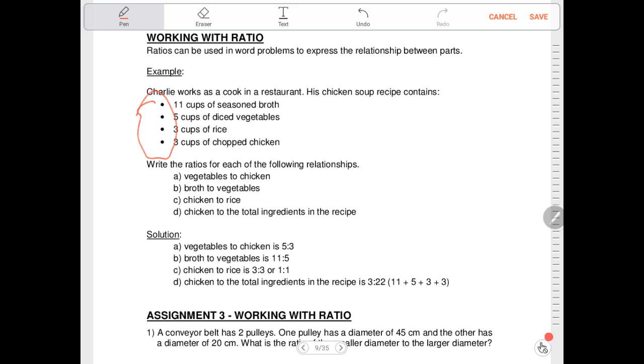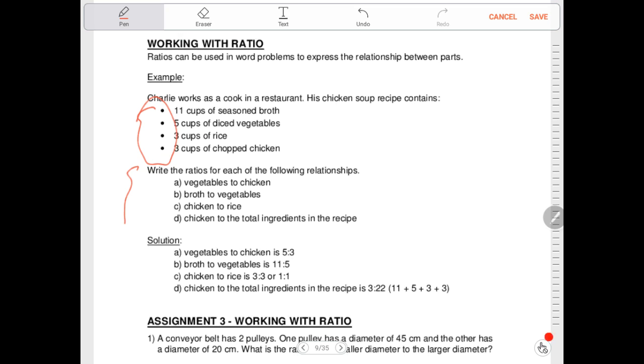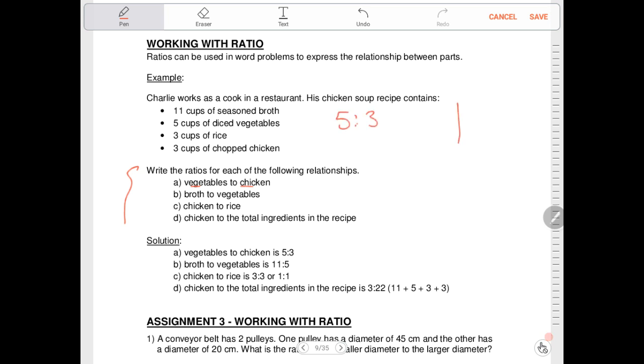So for example, the question right here says, write the ratios for each of the following relationships. Well, vegetables to chicken. Okay, so here's the vegetable. I'm just going to erase this circle that I drew. It's very sloppy. Sorry about that. So they say vegetables to chicken. Well, vegetables to chicken, that's going to be a 5-to-3 ratio. So if you had a pot, you had to put 5 servings of vegetables in, and you'd have to put in 3 pieces of chicken. Okay, and that's the only way that this would work out properly.